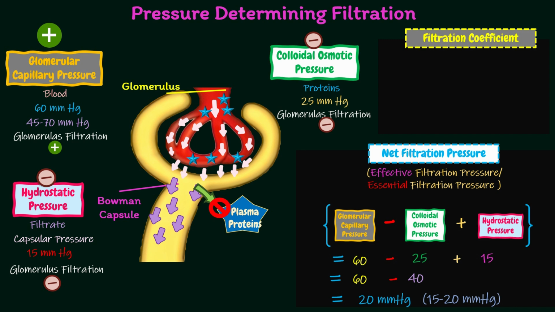Do you know what filtration coefficient is? Filtration coefficient is the glomerular filtration rate in terms of net filtration pressure. It is the glomerular filtration rate per millimeter of mercury of net filtration pressure. For example, glomerular filtration rate is 125 milliliter per minute, and net filtration pressure is 20 millimeter of mercury. So the filtration coefficient is 6.25 milliliter per minute per millimeter of mercury.